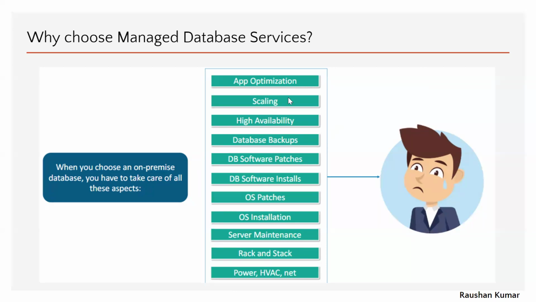We have to take care of availability because I cannot have a single point of failure. If I have only one database and it goes down, I will have downtime, right? I cannot afford that, so I have to take care of high availability. Also scaling up and app optimization, like SQL tuning and indexing, come under app optimization. So when I install the database on-prem, I have to take care of so much stuff, which is a lot. What is the second option?